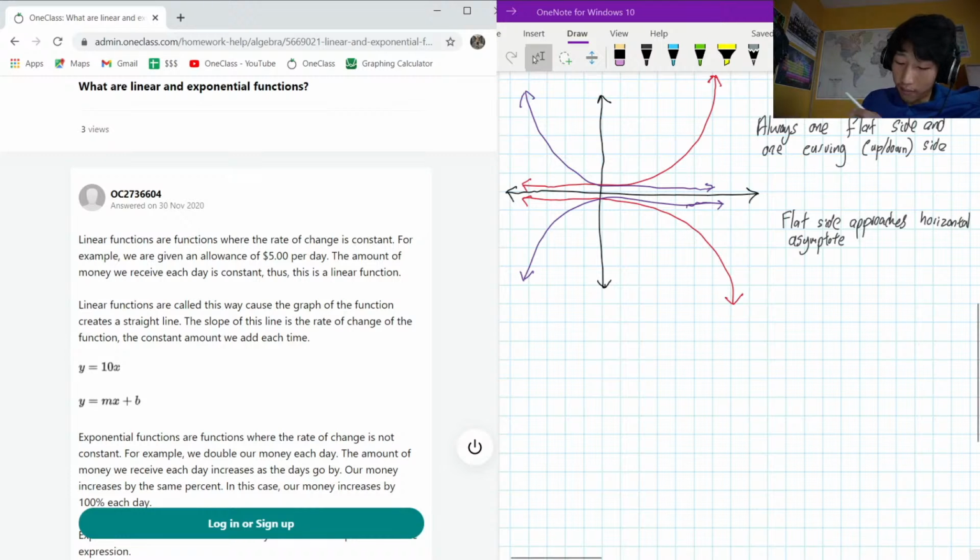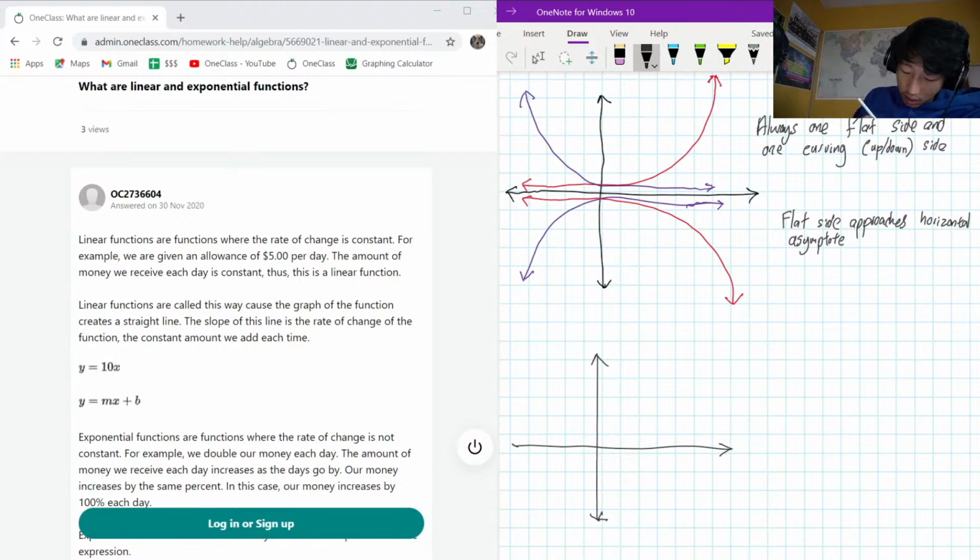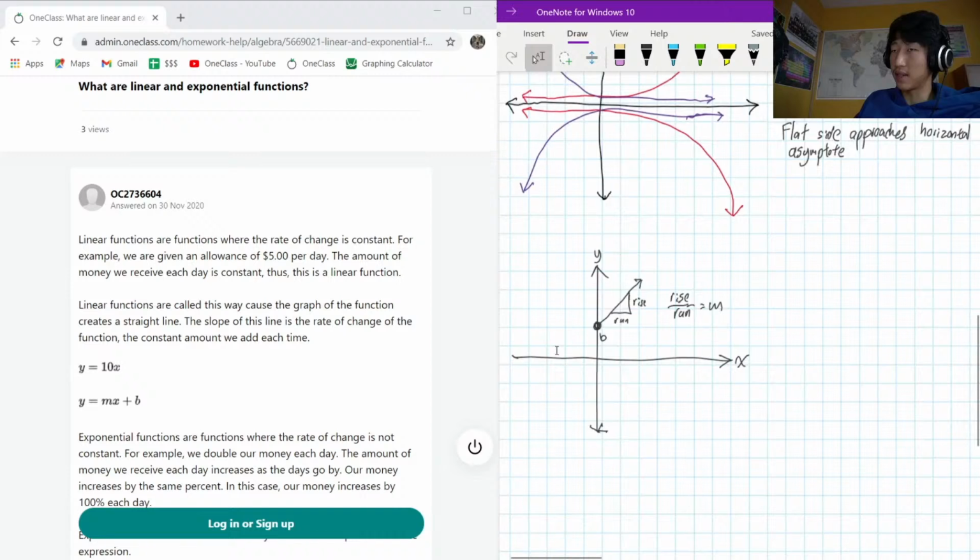Okay, so a graph of this function will look something like this. This would be your B value, X, Y, and the slope of rise over run is equal to M. So that's the slope. And in this case, with that allowance example, it'd be 5. Okay, so this is a fairly straightforward example of how we can see this in action.